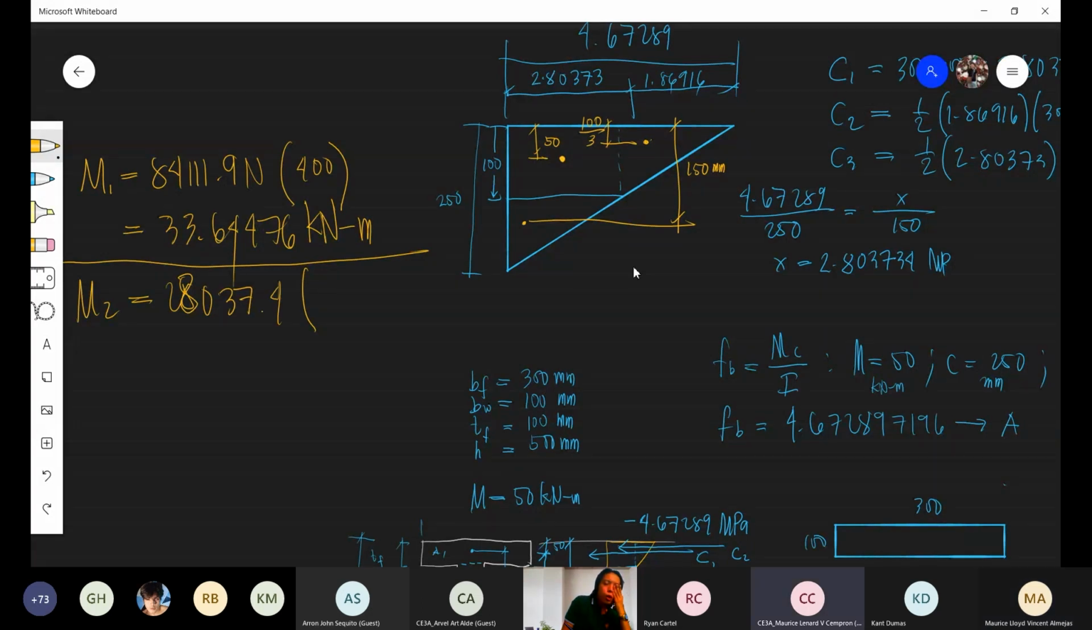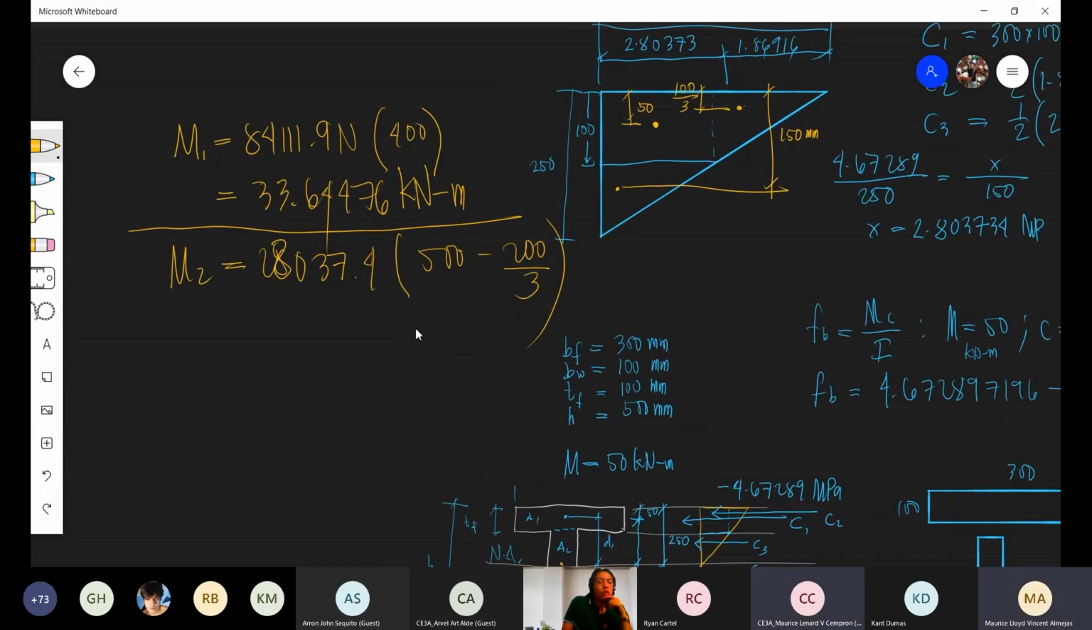Multiply this by the 200 over 3. Right. Then 500 minus 200 over 3. The result is 12.1954. What is that in kilonewton meter?